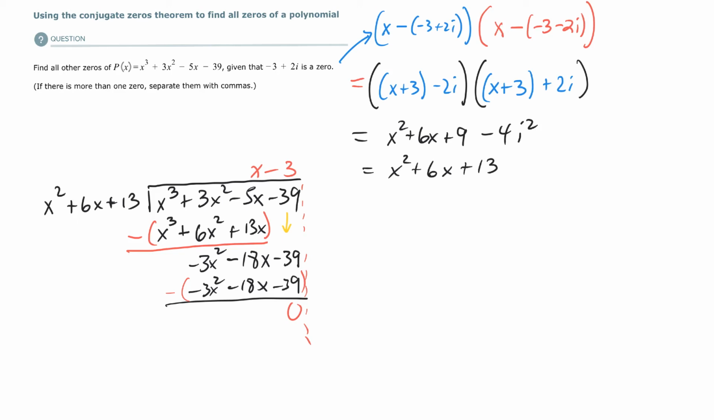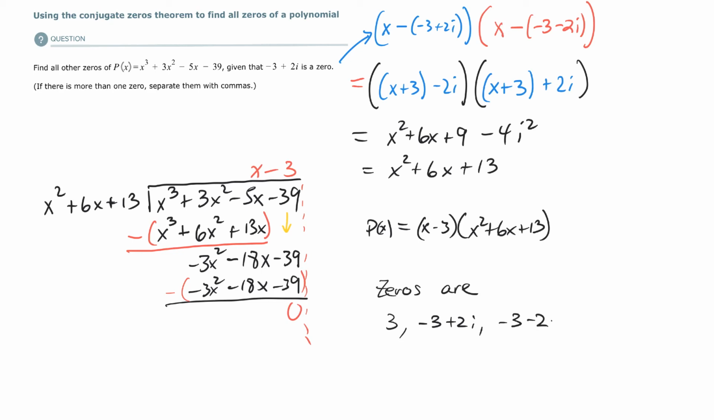And that means we have, oh, that means we're done, because this is a degree 3 polynomial. So we just need to find all the zeros. P of x is now equal to x minus 3 times that quadratic, which is x squared plus 6x plus 13. But we already know all the zeros. We just need to list them. The zeros are 3, negative 3 plus 2i, and negative 3 minus 2i.